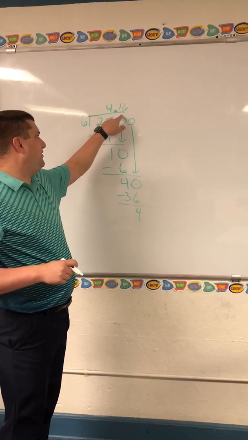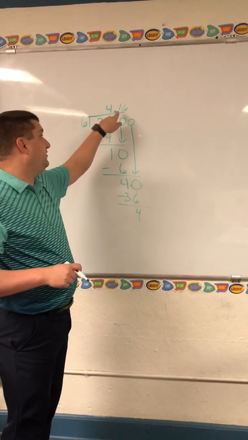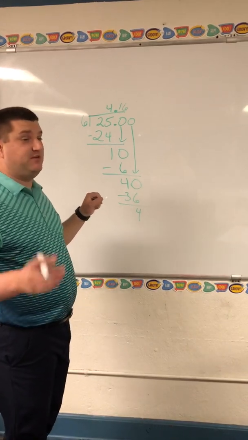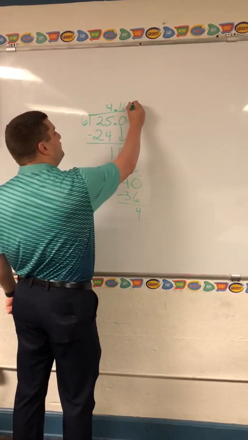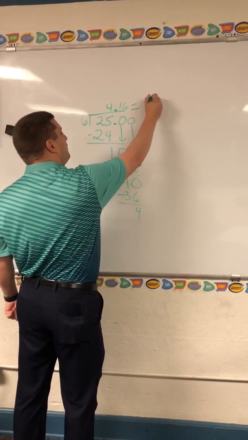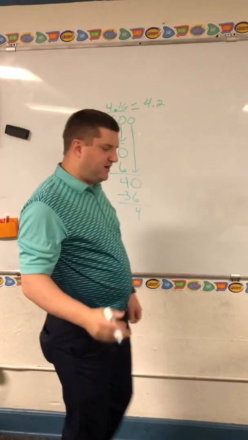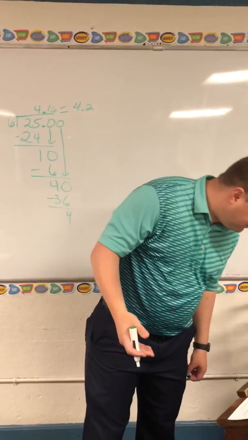You have 4.16. Okay? You're trying to round to the nearest tenth. The 1's in the tenths place. Right of that 1 is a 6. Because 6 is 5 or more, your answer will be 4.2. Because you've rounded off to the nearest tenth. Okay?